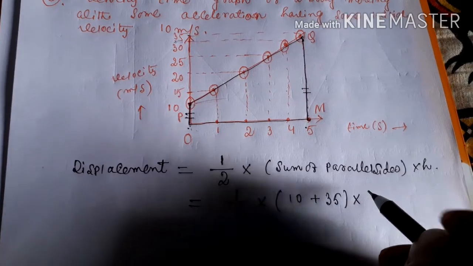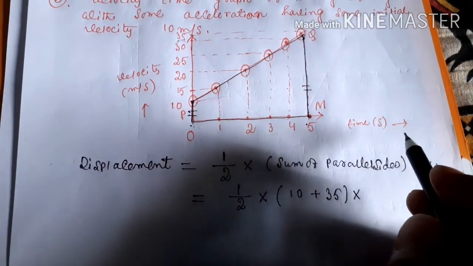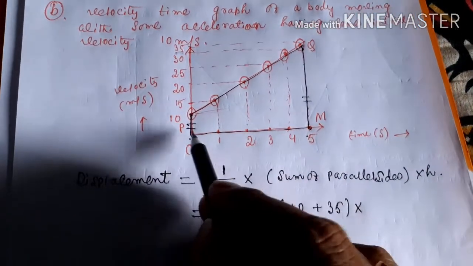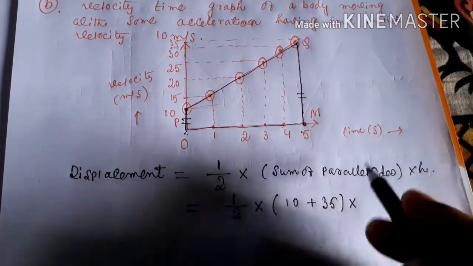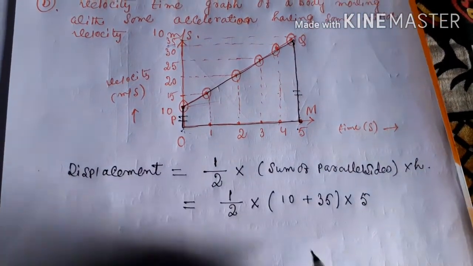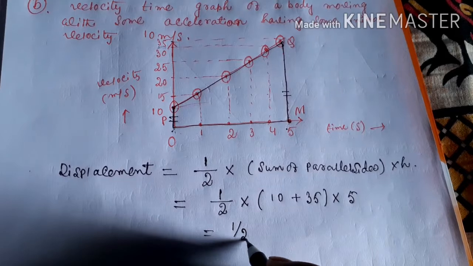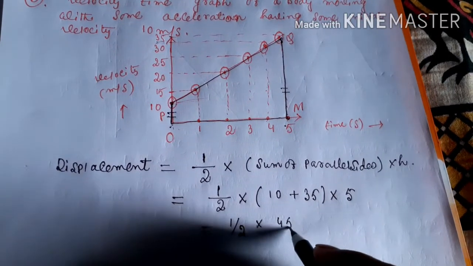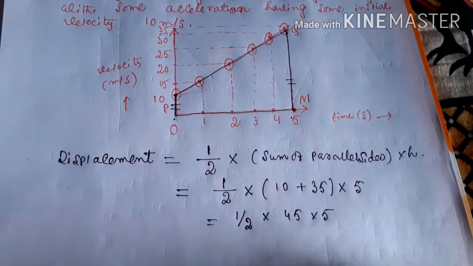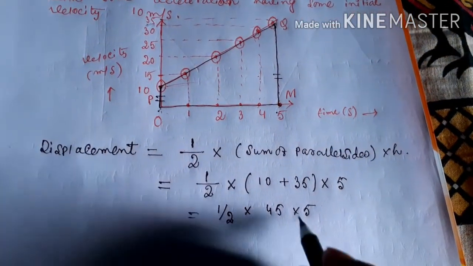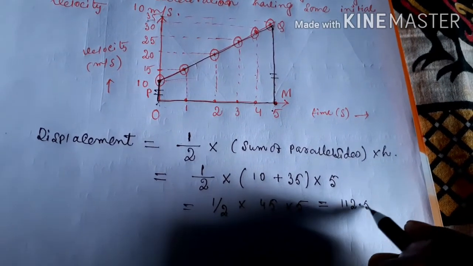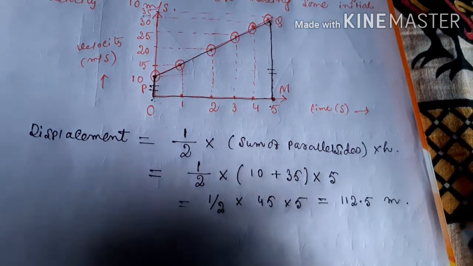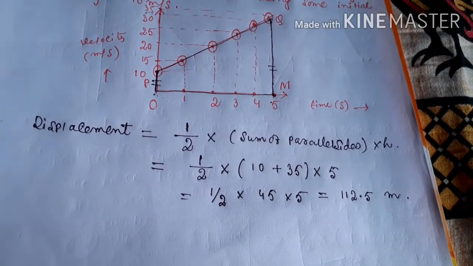Height means how much? Here you can see this is the height. So from this one to this one is 5. Okay, so if you calculate this one, then half into 45 into 5 you will get 112.5 meter will be the displacement of the body. Maybe you understood that one.